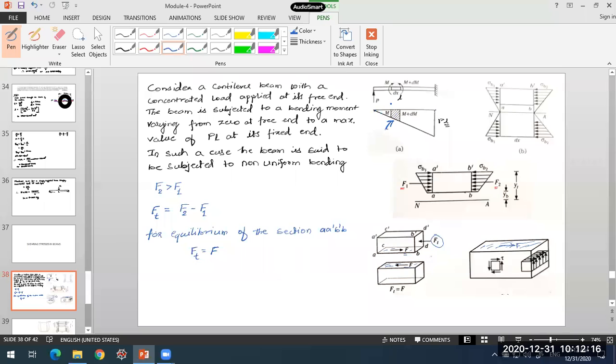Now what we did here is take a small portion of the beam of length dx, and we have separated it out here. On this section, what are the bending stresses? If we take the left face, bending stresses are developed due to the bending moment M acting on the left face. These are the stresses developed here. Sigma B1 is the maximum stress on the top side of the beam. Similarly, on the right side, the bending moment is M plus dM, so here the maximum stress is sigma B2.